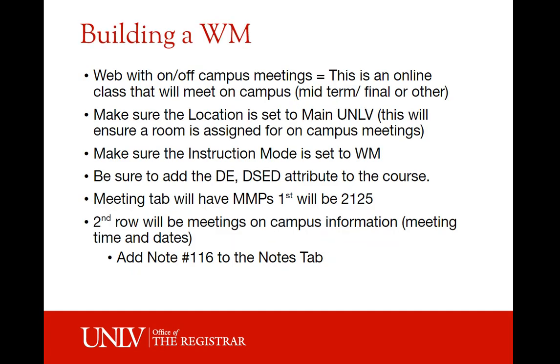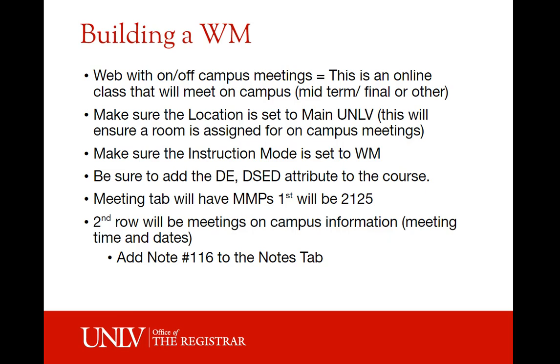A WM class is a web-based class with some on or off-campus meetings. For example, if the classroom instruction will be online but will meet in person in the first week of the term, or there will be an in-person exam, such as a midterm or a final, or any combination of these types of on-campus meetings, you should use the WM instruction mode.